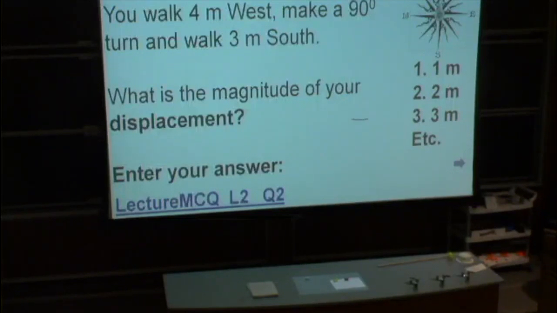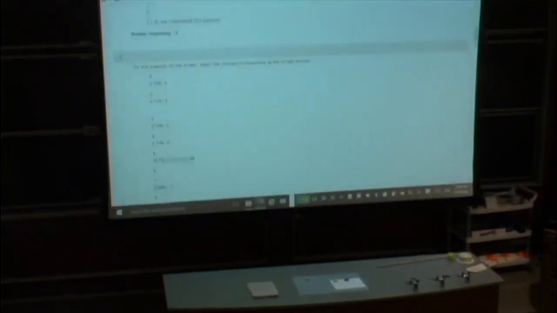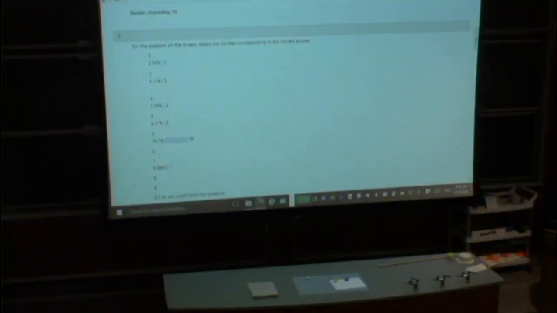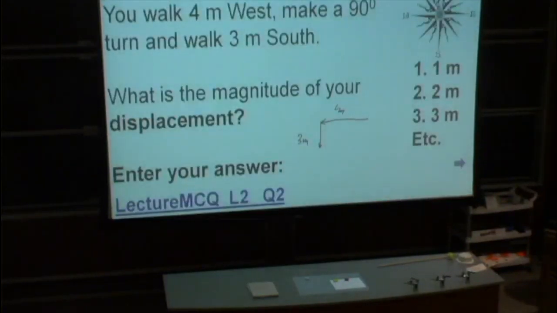It's still you. You still walk 4 meters in the same direction. Then you make a turn and you go 3 meters south. So this part is exactly the same. That's question number 2. 5. Oh, I'm glad you selected 5. That is the correct answer. But from this picture, we can't yet prove that the answer is 5.